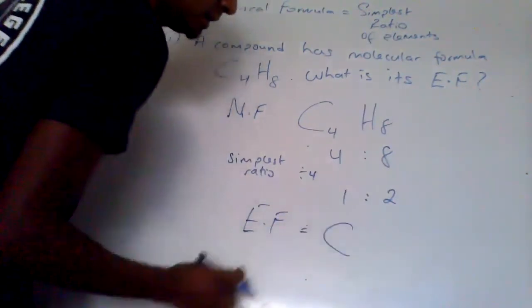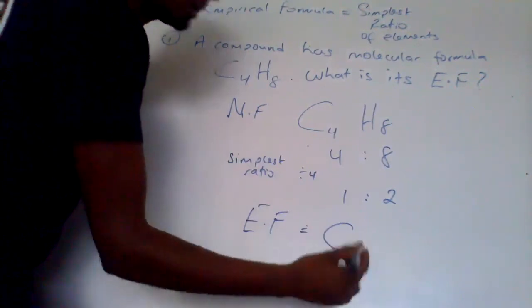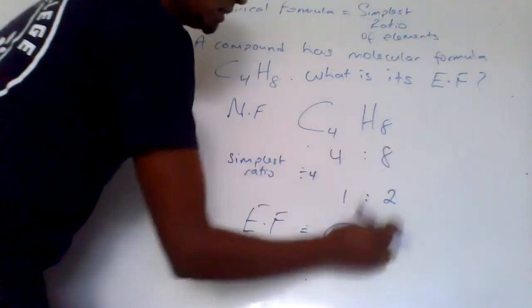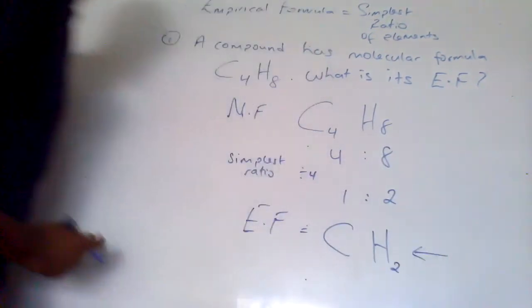Therefore, we put here C and then H, simplest ratio, divided by 2. This is our answer. Très, très facile.